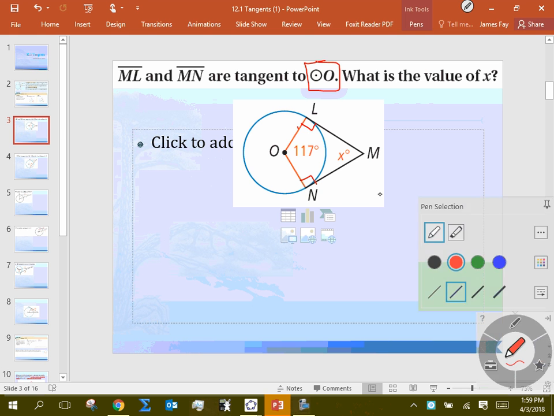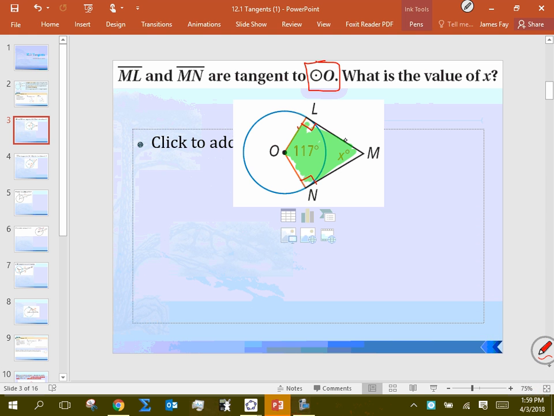How many degrees are there in that green shape? 360. Every quadrilateral is 360 degrees, right? So 360 is our total. If I remove from that 90 and 90 and 117, what angle will that give me? That gives me X, won't it? Yeah. So that's something that we get asked a lot.